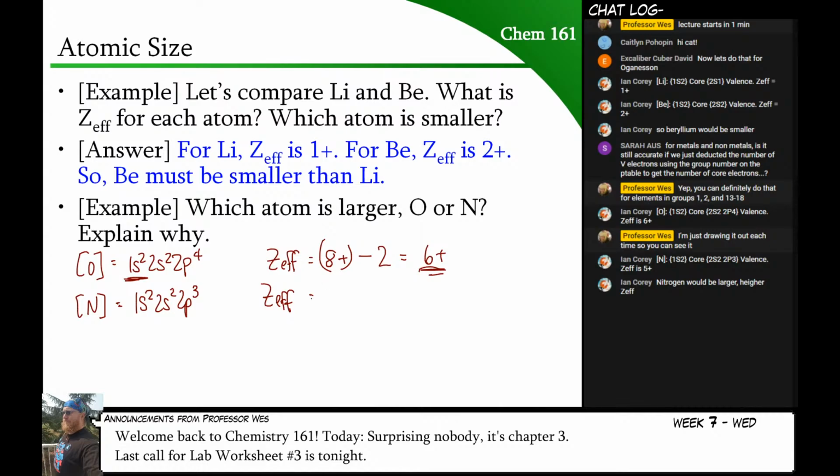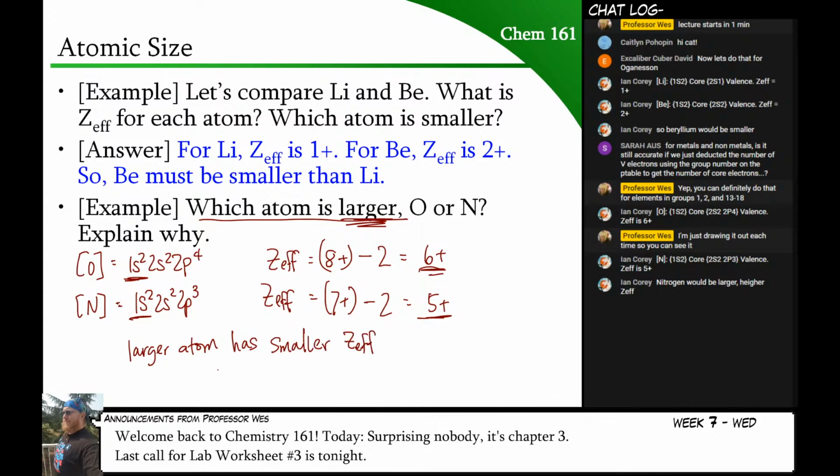There's nitrogen. It has a proton count of 7 in the nucleus. There's my 2 screening electrons. There's its Z effective. Now, be careful about what the question is asking for. Which atom is larger? So, the larger atom has the smaller Z effective. Therefore, nitrogen is larger than oxygen.